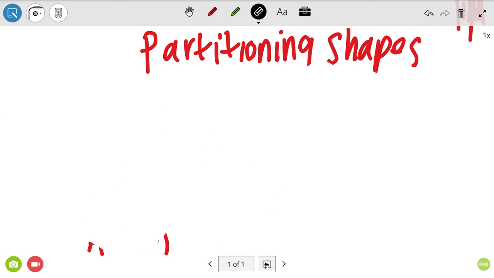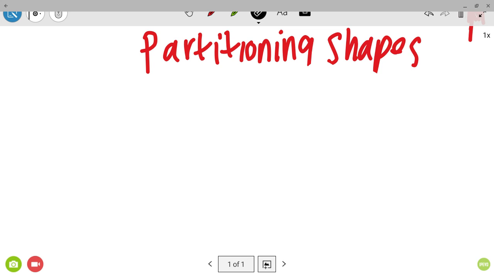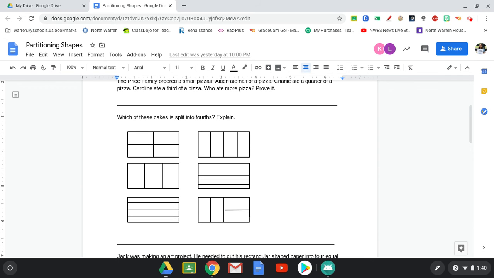And then let's stop at question 3. So let me look at question 3. Which of these cakes is split into fourths? Explain. So I'm looking at all of these different rectangles, these cakes. And I'm thinking, which of these cakes is split into fourths? And I might even circle that, okay? Now, looking at these, I see a couple different ones that are split into fourths, okay? Now, the part that I'm looking for is you to explain why it is split into fourths.